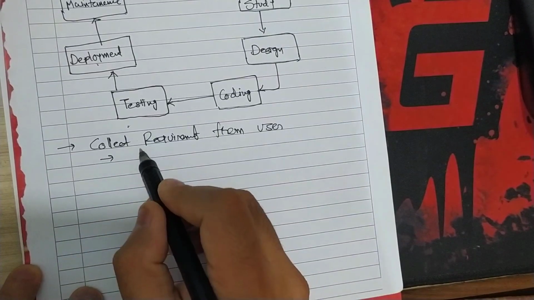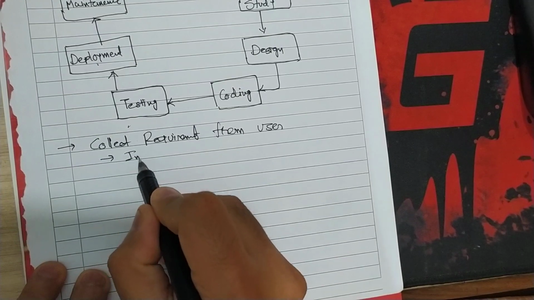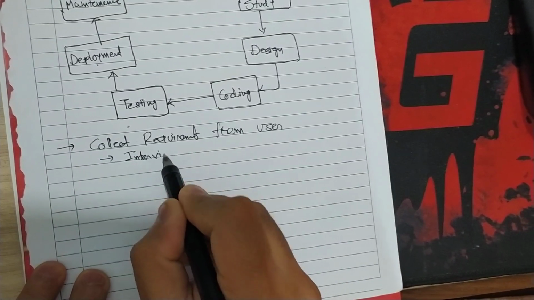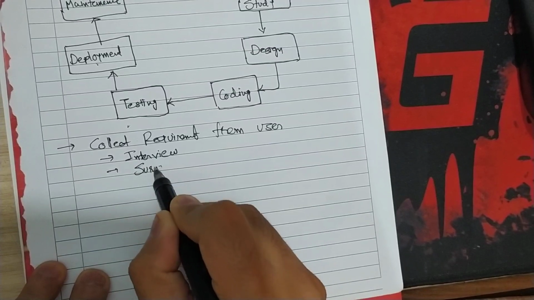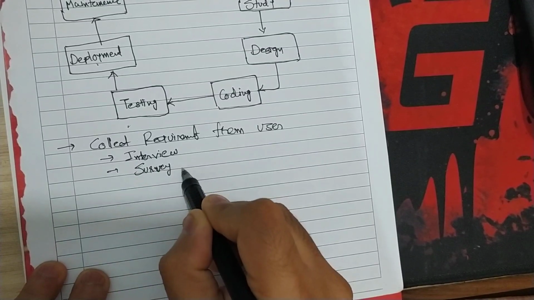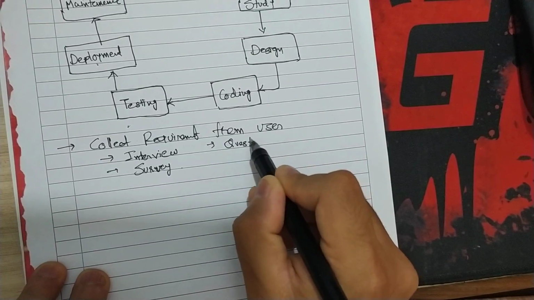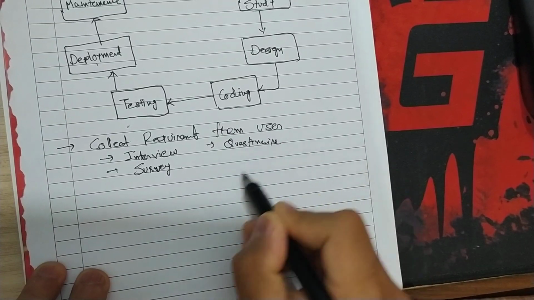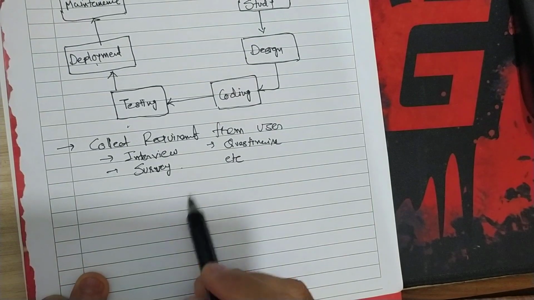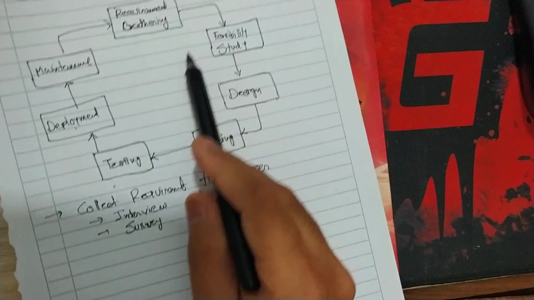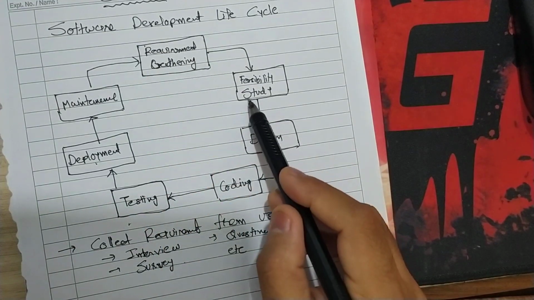We can collect the requirements in many ways, like we can use interviews, we can use surveys, we can use questionnaires, etc. The first thing we need to do is requirement gathering. And after the requirement gathering, there is a feasibility study.